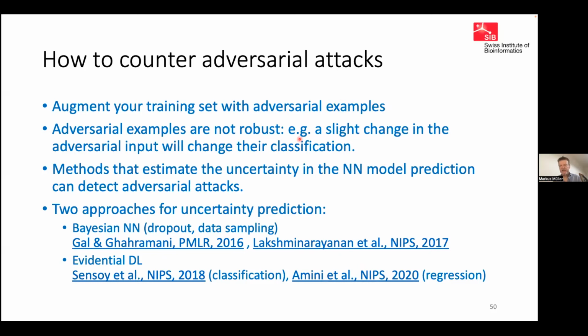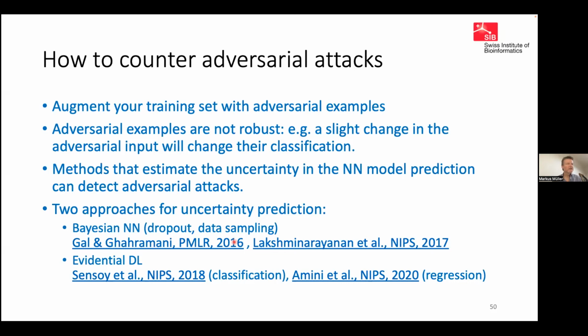Also, the adversarial examples by themselves are not robust. So if you again change them a little bit, the classification will again change. And so if you had a means to calculate the confidence of our outputs, then we might be able to detect these adversarial examples, or detect in general examples where the network actually doesn't know how to do the classification, but just more or less randomly assigns it to one of the classes. And this work has been done.